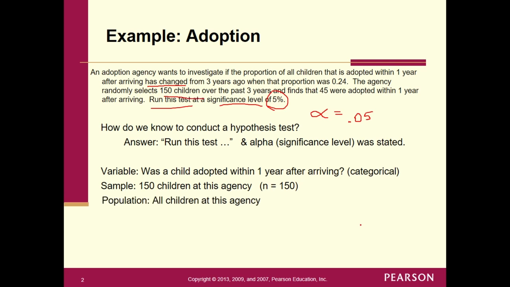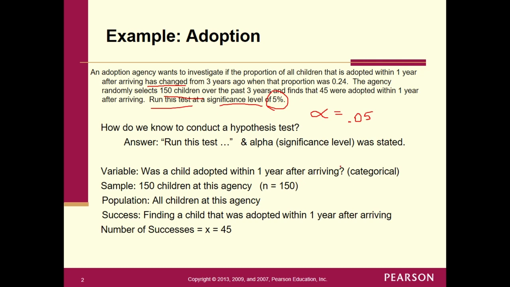So what's the population of all the children at this agency? And then what would be a success? And this is a really good thing, finding a child that was adopted within 1 year after arriving. That would be a success. Why? Because we're trying to figure out the proportion that was adopted within 1 year after arriving. And how many successes did we have? It looks like 45. There's X. And that means if we take X over N, that's P hat. So the sample proportion, the proportion within our sample that actually got adopted within 1 year after arriving at the agency, was 30% or 0.3. So 45 divided by the 150. Hopefully you still got your calculator out and that makes sense to you.